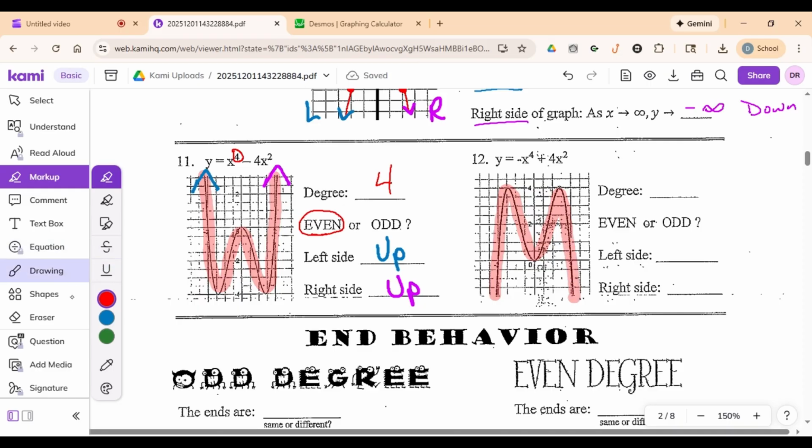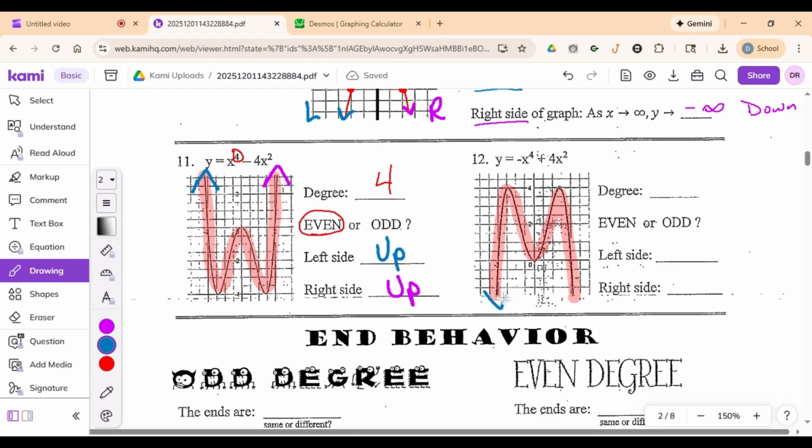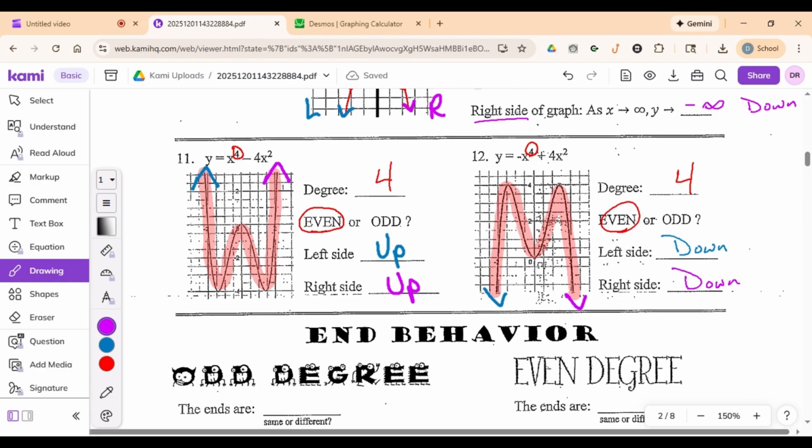So instead of our two arrows pointing up, the two arrows in this case are both pointing down on the left side and the right side. But there are some things that are the same. We do still see that the degree is 4, and 4 is still an even number, and that the left side and the right side are both doing the same thing when that happens. The left side's pointing down, the right side's pointing down.